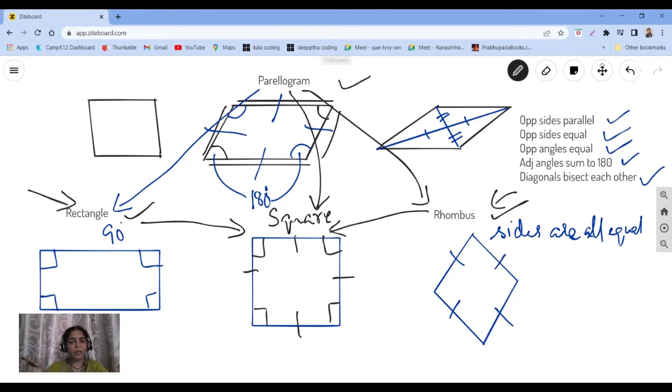Now, whenever anybody asks, do a square's diagonals bisect each other? Yes, of course, because a square is also a parallelogram. A parallelogram's diagonals bisect each other, and so do a square's. So a square will have all the properties of a parallelogram, all the properties of a rectangle, all the properties of a rhombus as well. Right? I hope this mind map makes it very clear to you about the various properties of all these figures.